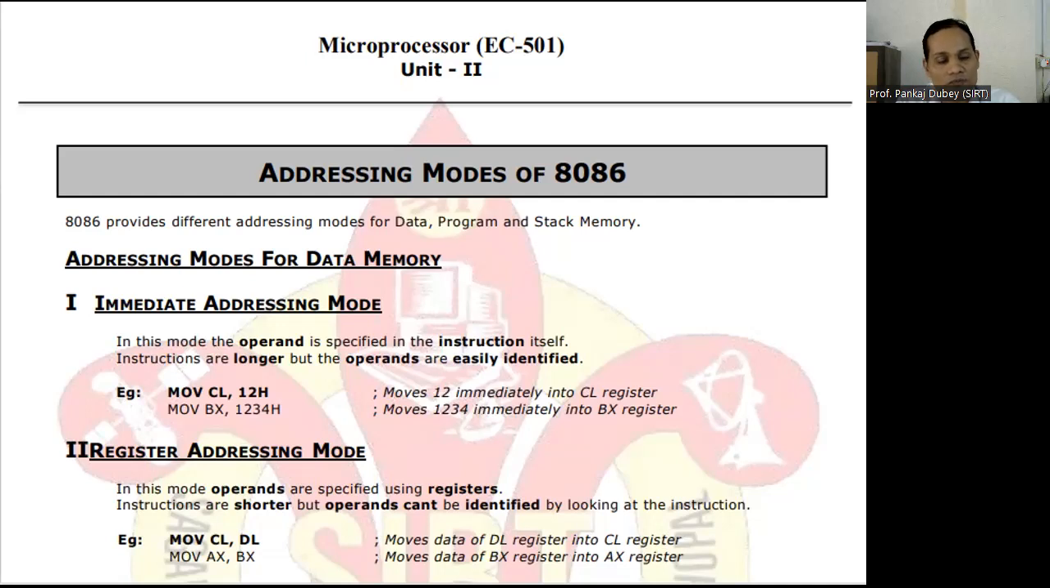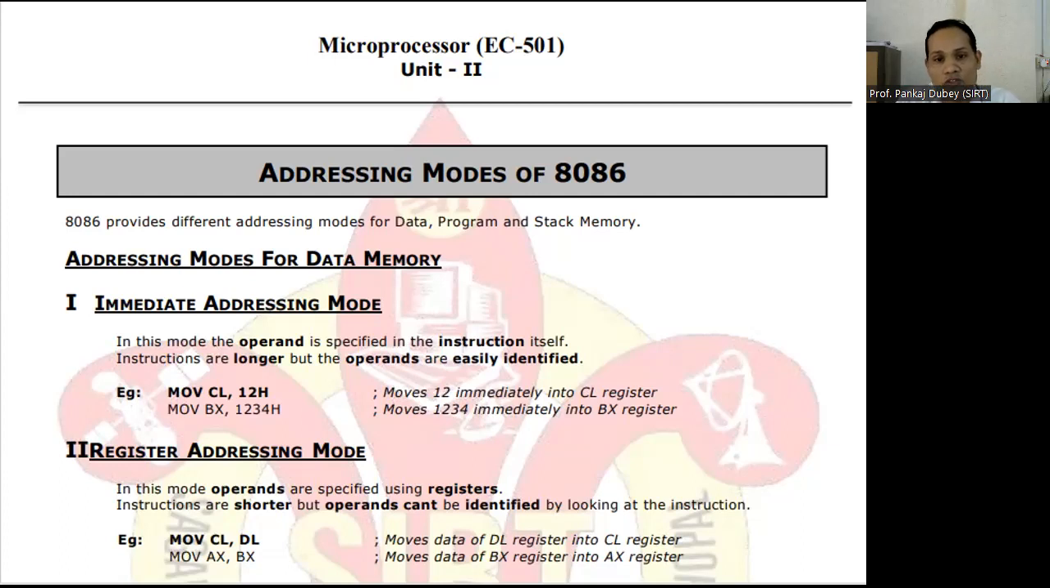These are 16-bit registers, and AX, BX, CX, DX are each divided into two parts. AX is divided into AL and AH. AL is the lower byte and AH is the higher byte of the AX register. BL is the lower byte of the BX register and BH is the higher byte. CX is divided into CL and CH. CL is the lower byte of CX and CH is the higher byte. DX is divided into DL and DH. DL is the lower byte of the DX register and DH is the higher byte.